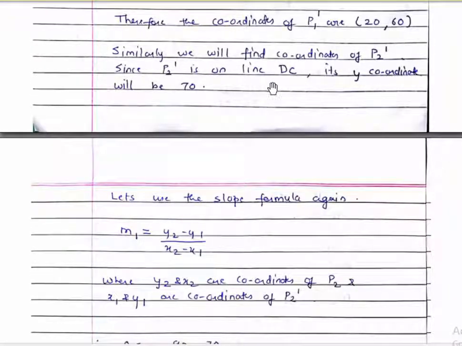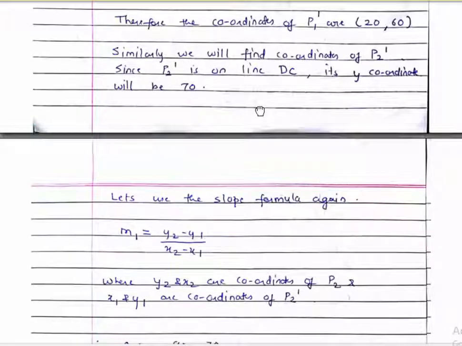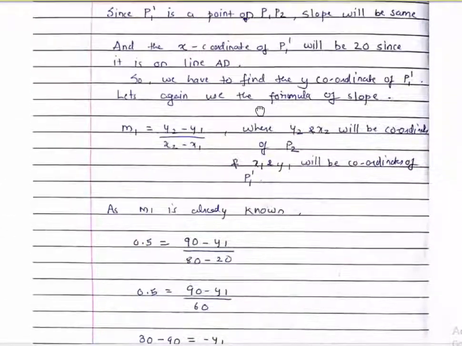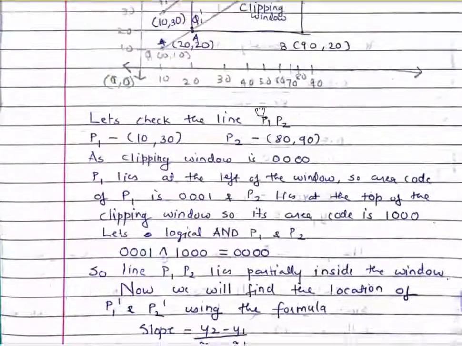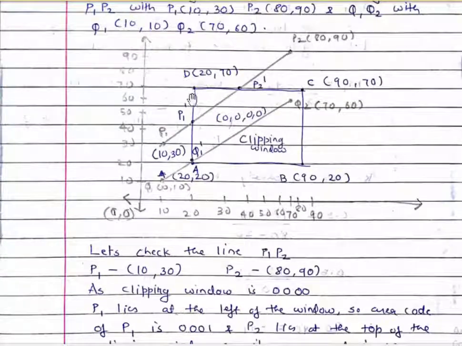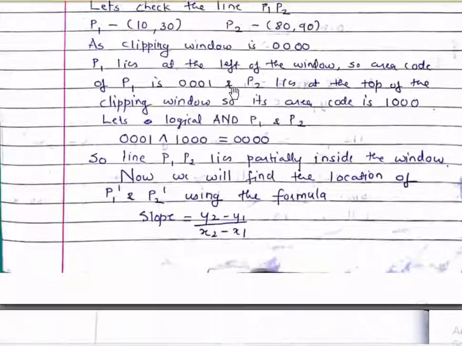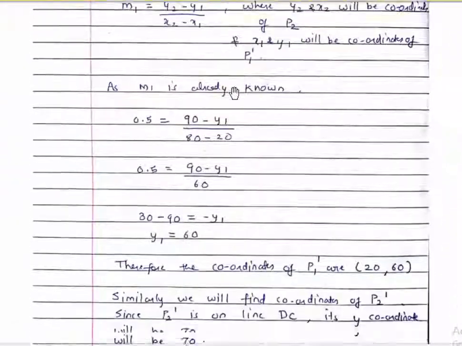Since P2 dash is on line DC, its y coordinate will be known. So what will the y coordinate be? 70. How? Just go on top and check the diagram over here. It's over here. Now on DC, on this line, we know the y coordinate, it is 70. So P2 dash y coordinate we know, it's 70. All we have to find out is the x coordinate of P2 dash. So let's go over there.